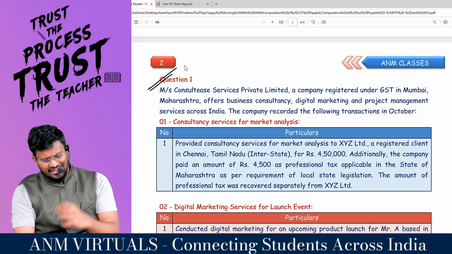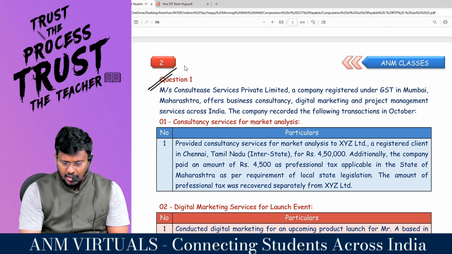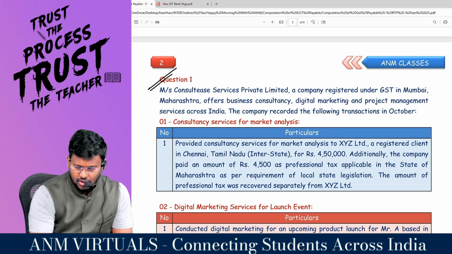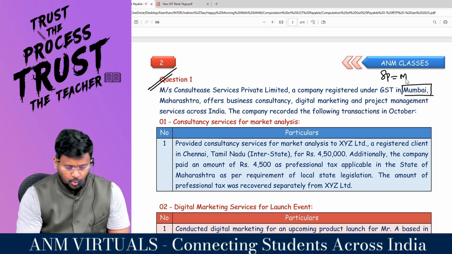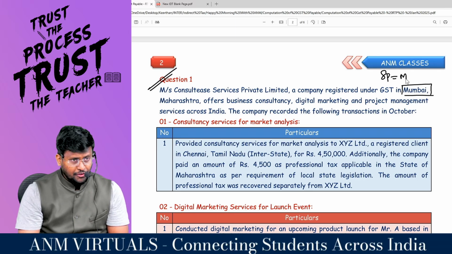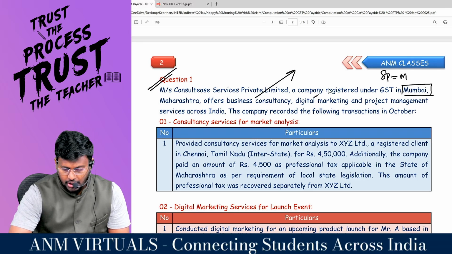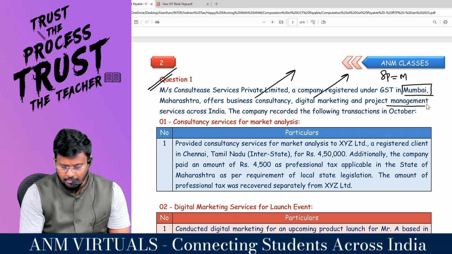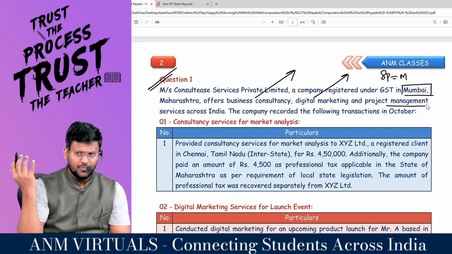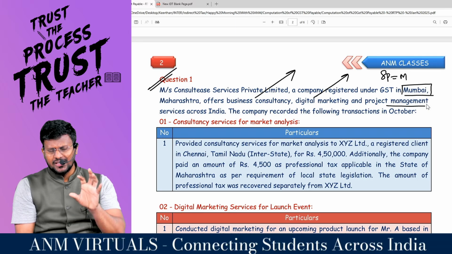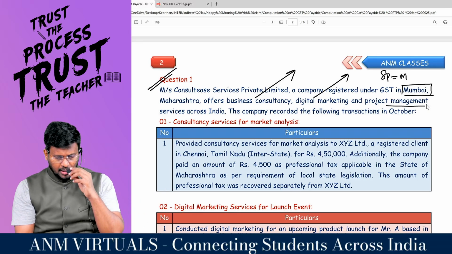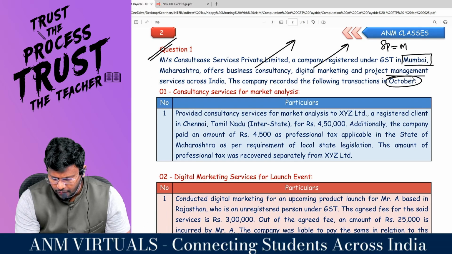Mrs. Consultees Services Private Limited, a company registered under GST in Mumbai. So the service provider is situated in Mumbai, Maharashtra. Offers business consultancy, digital marketing and project management services across India. So throughout India, they are providing services. That means they are doing both intrastate supply and interstate supply. The company recorded the following transactions in the month of October.